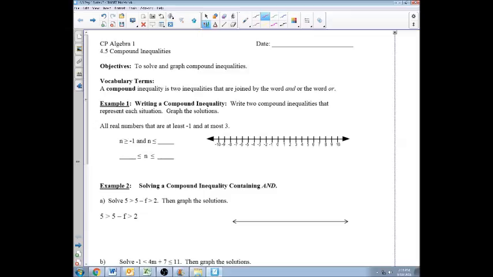There's a process that we'll use if it's the word and. There's a different process we'll use if it's the word or. Okay? Example 1. Writing a compound inequality. Write two compound inequalities that represent each situation, and then graph the solutions.